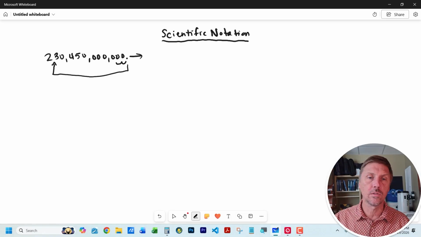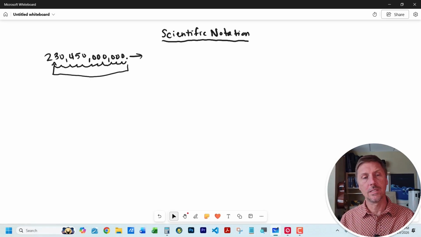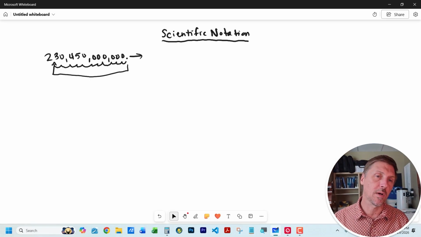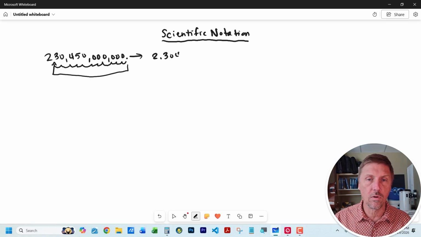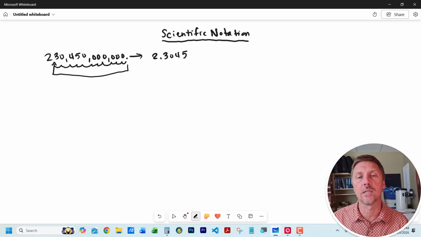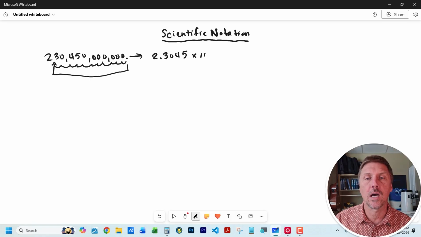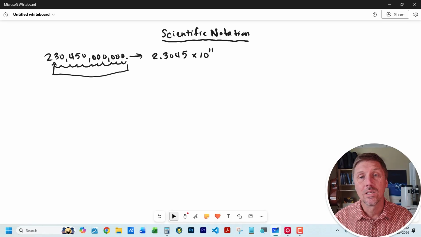We got to go 1, 2, 3, 4, 5, 6, 7, 8, 9, 10, 11. We have to hop over 11 digits to get back to that decimal spot that's just to the right of the 2. So that means if we want to write this in scientific notation, we would do 2.3045. We typically don't write any trailing zeros that are after the decimal place there. And since we had to hop over 11 places, then that's going to be 2.3045 times 10 to the 11th.